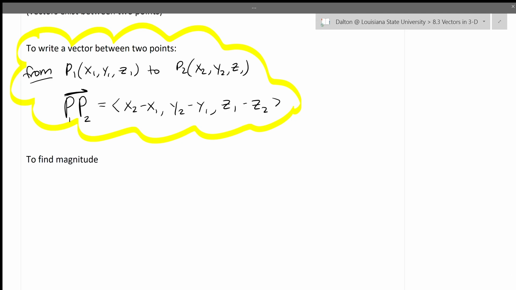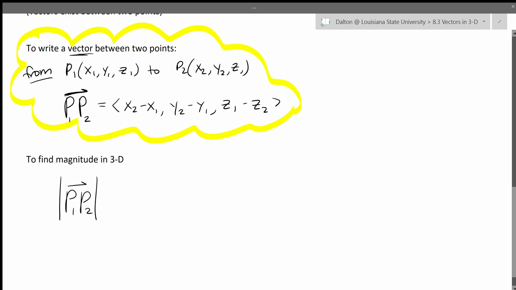Let's talk about how we can find magnitude in 3D. Very similar to the way that we found it in two-dimensional space. And in fact, it's kind of a two-step process. Anytime I ask you to find the magnitude, you need to know the vector between 2 points. So if you take the vector between your 2 points, then magnitude we notate by using absolute value of the vector is equal to the square root of x2 minus x1 squared plus y2 minus y1 squared plus z2 minus z1 squared.